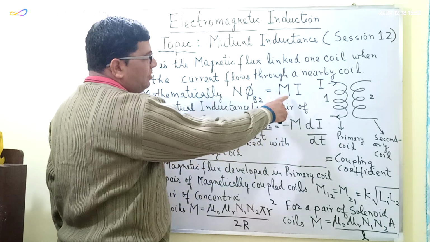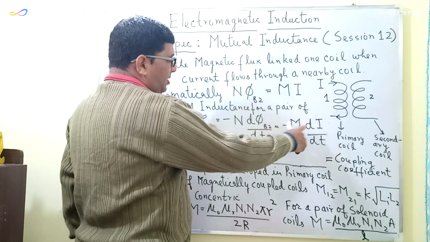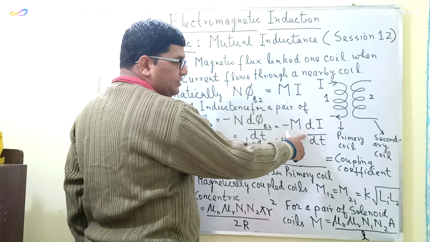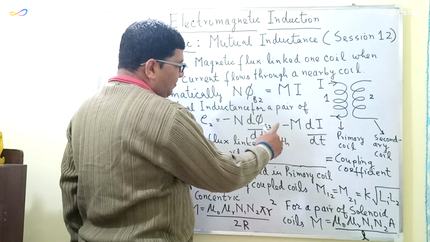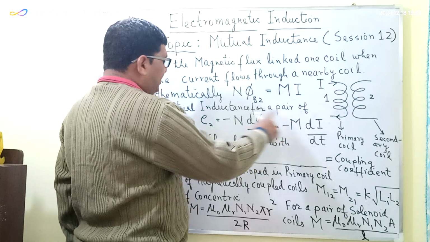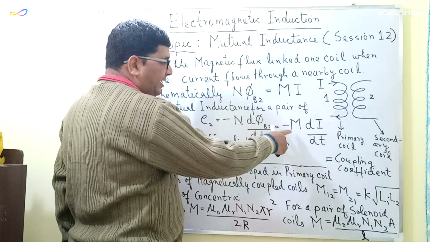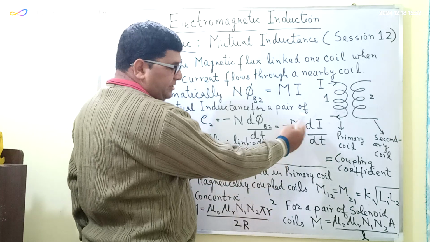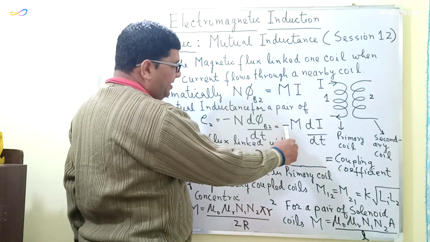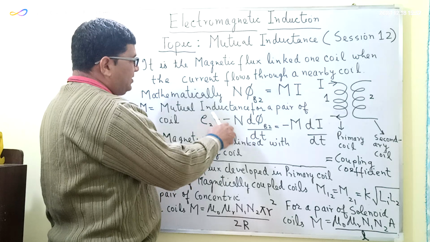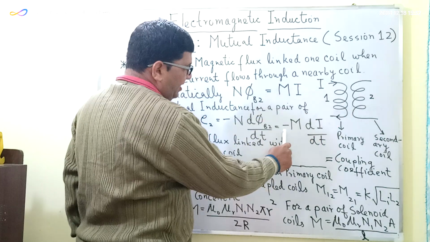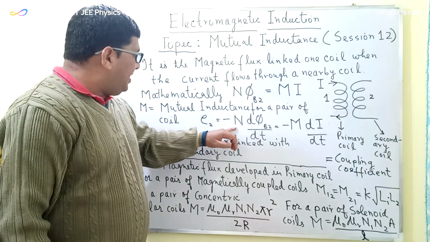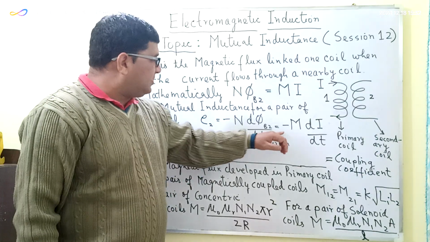Now phi B2 will be equal to M into I. If I put this value M into I in phi B2, then I will get this equation, that is minus M di upon dt, because the mutual inductance for this pair of coils, M, is a constant value. So this M will be taken out. So finally I will get the value of the induced EMF in coil number 2 as minus M di upon dt. So we can also say that this N d phi B2 upon dt is equal to M di upon dt.